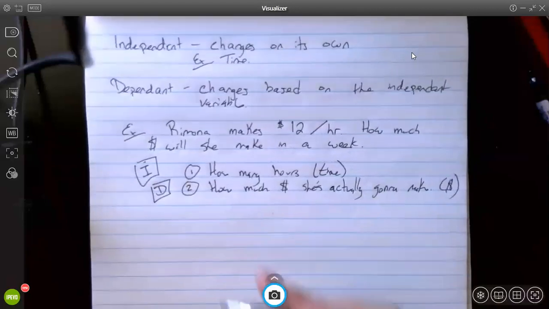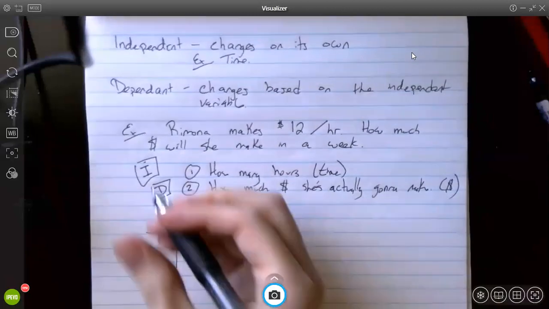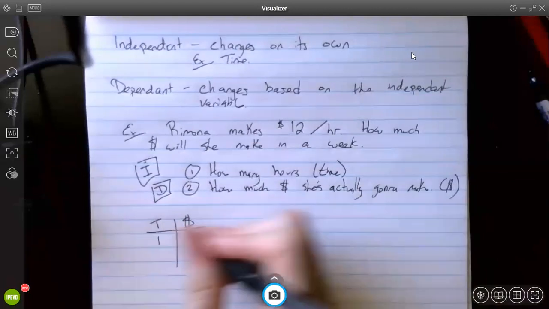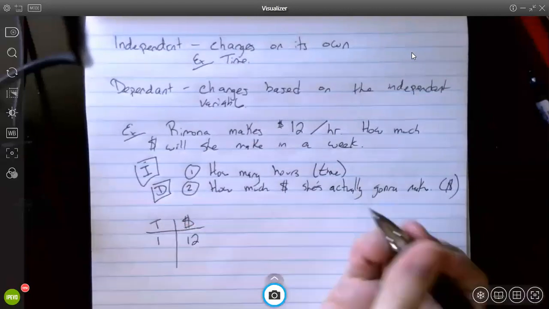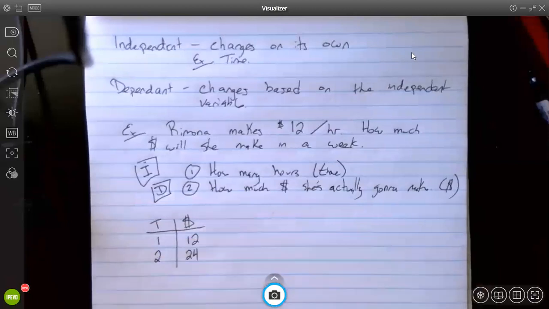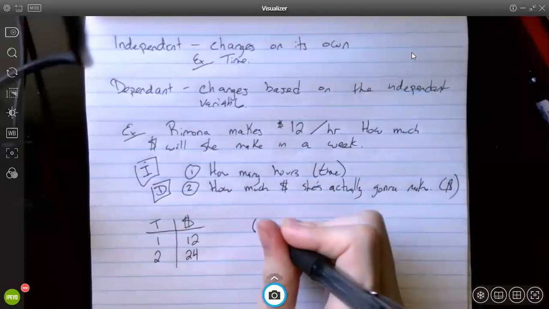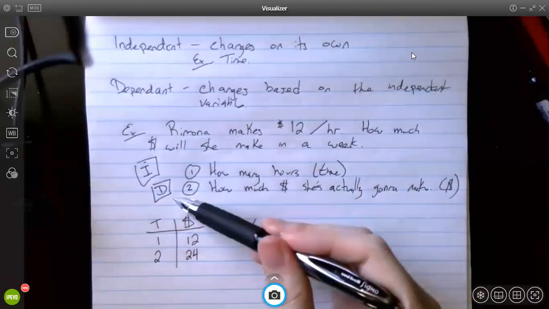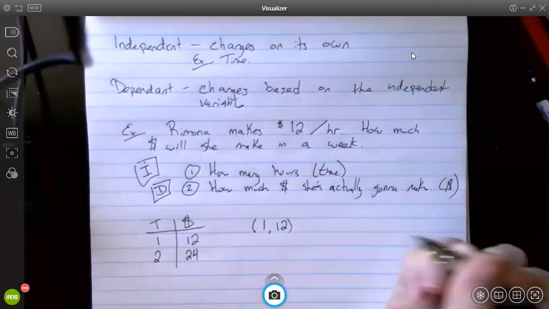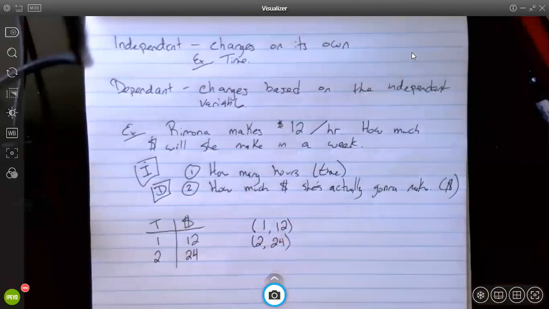So I could set this up as a table and say time and money. If she works 1 hour, she'll make $12. If she works 2 hours, she'll make 24, etc. Or I could write it as an ordered pair. Again, it's always our independent first and then dependent. So if she works 1 hour, she'll make $12. She works 2 hours, she'll make 24, that kind of thing.